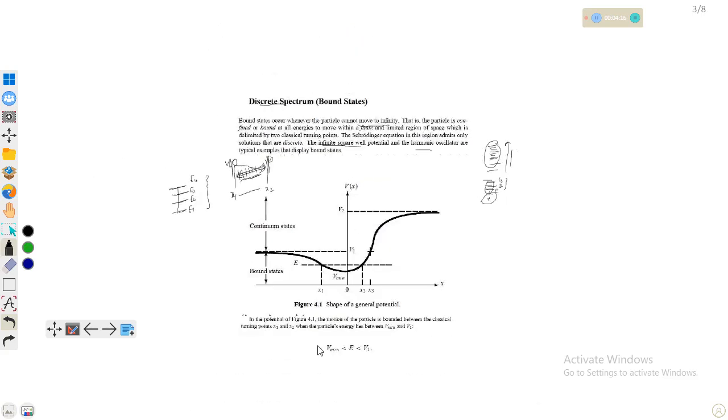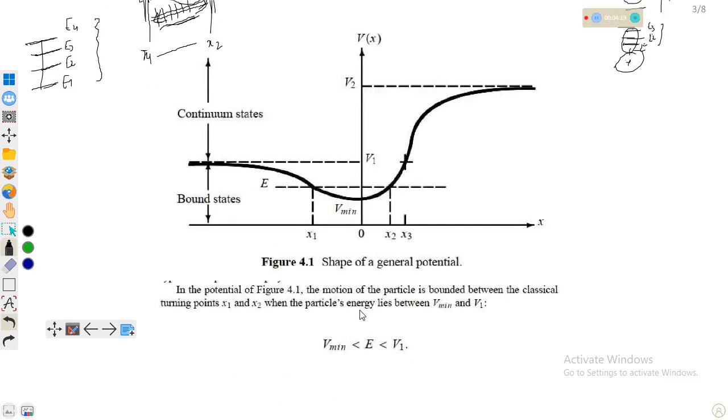If I center it so that we can see and discuss it clearly, in the potential of figure 4.1, we have this potential for the general discussion. The motion of the particle is bounded between the classical turning points x1 and x2 when the particle's energy lies between V minimum and V1. This is actually a graph between potential and distance. On the x-axis we have taken the displacement, and on the y-axis the potential. As we go up, the potential will increase.